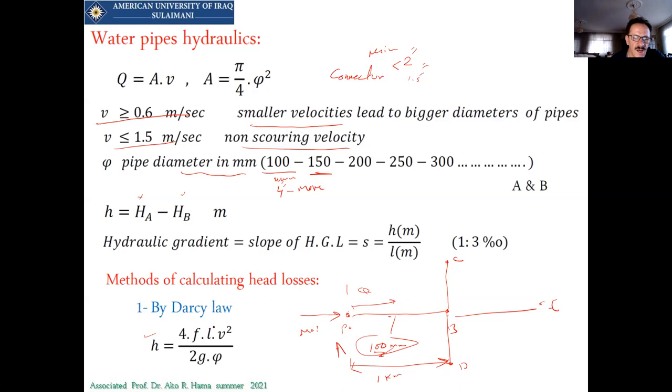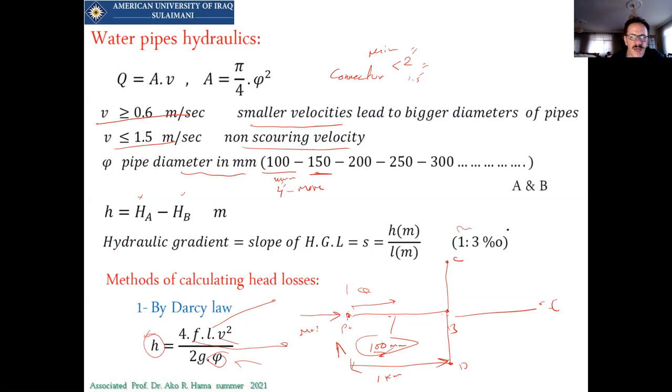How much is the length? It is the length between this point and that point. How much is the velocity? It is the Q divided by the area. How much is the diameter? It is the 100 millimeters. And this is the F, which depends on the friction factor, and I think you took it in fluid mechanics. So what is left for you is to find the head loss, the head loss between A and B.